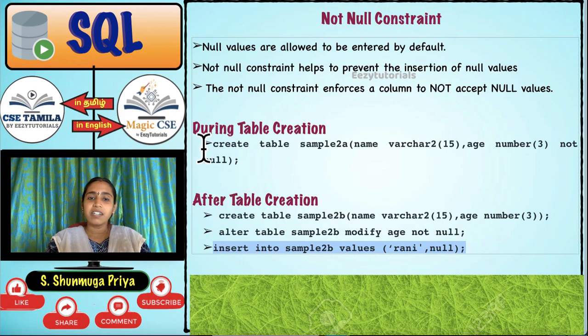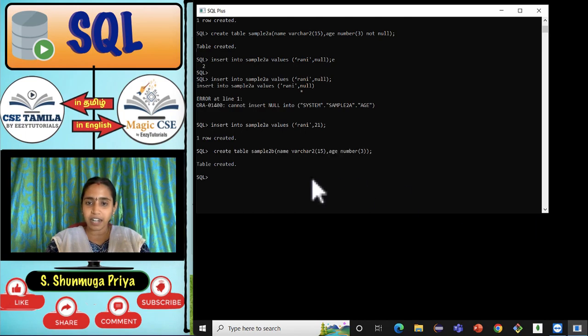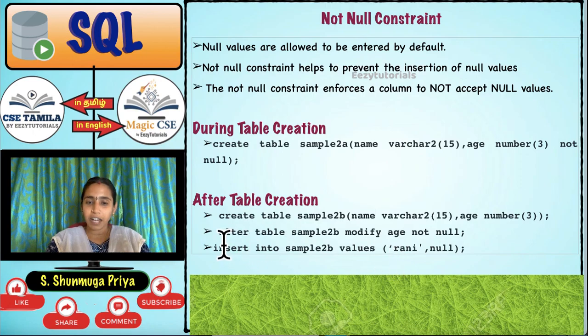The second way is after the table creation. You have created a table: create table sample2B, name and age. I have not mentioned any constraint here right now. After the table creation, at some point, I want to add the not null constraint. Then you can do it with the help of the alter command. Alter table, then give the table name, then use the keyword modify, followed by the column name, that is age, then give the constraint not null.